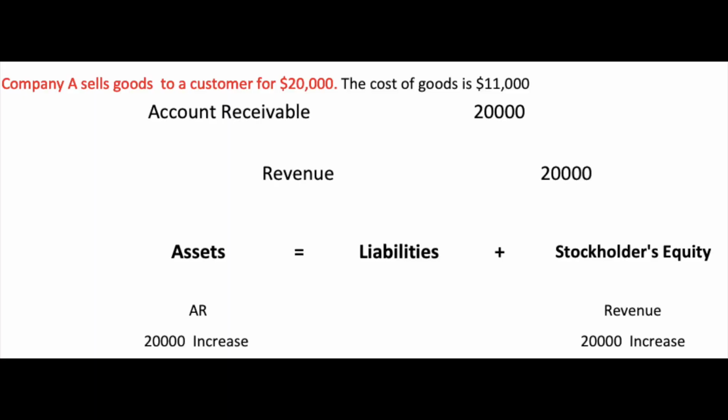1. Company A sells goods to a customer for $20,000. The cost of goods is $11,000. Prepare sales revenues entry. Accounts receivable of $20,000 should be debited, and the revenues credited for $20,000. Assets increase by $20,000, and stockholders' equity is increased by the $20,000.